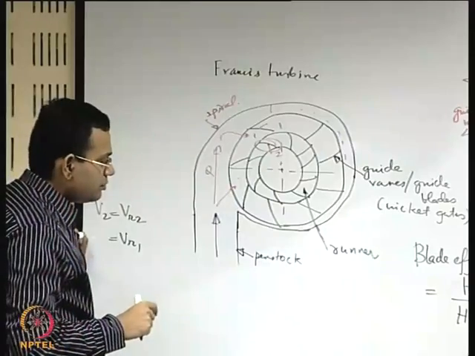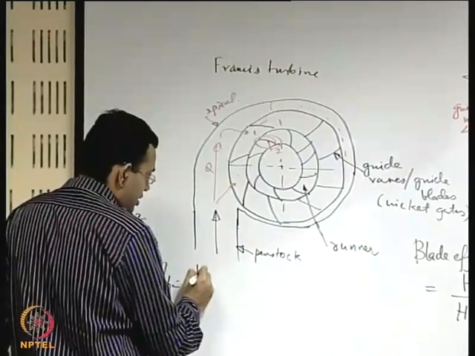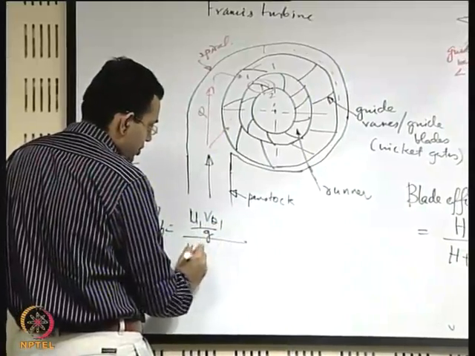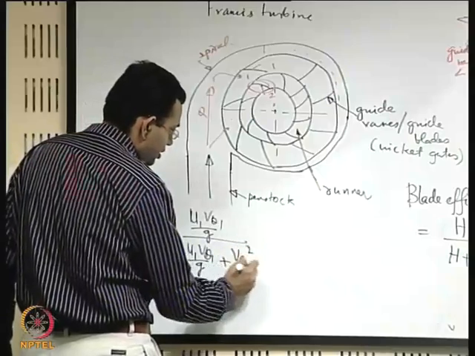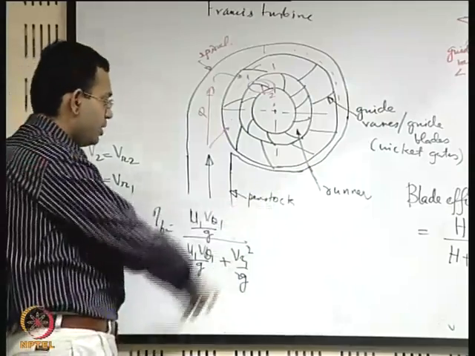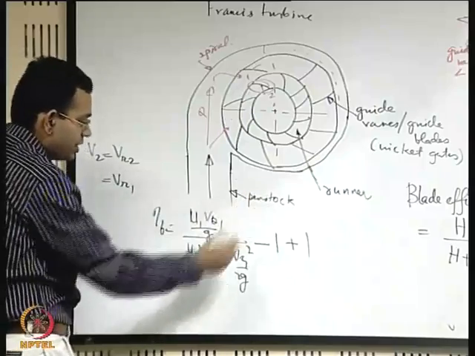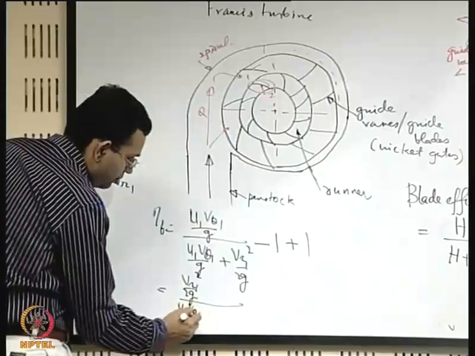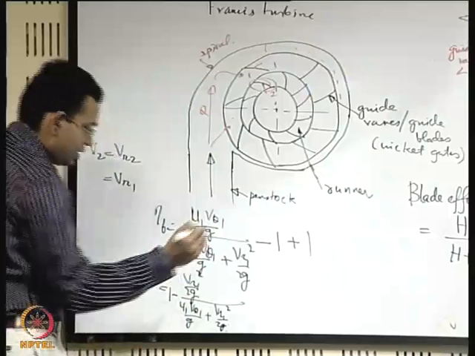So, that means you can write this, if you consider V theta 2 as 0, as U1 V theta 1 by G divided by U1 V theta 1 by G plus VR1 square by 2G, right. In place of V2, we have substituted VR1. We may just manipulate it a little bit by adding and subtracting 1. The whole purpose is, in the numerator you will have now the VR1 square by 2G, then U1 V theta 1 by G plus VR1 square by 2G, 1 minus that.